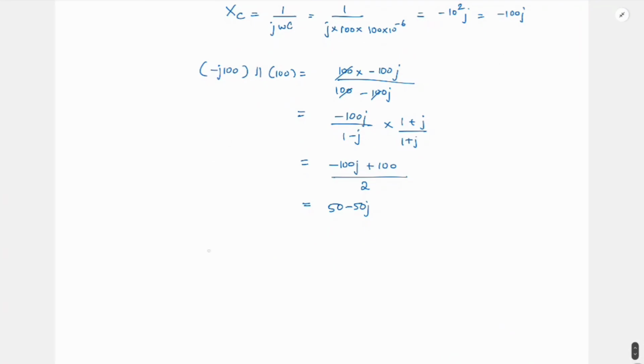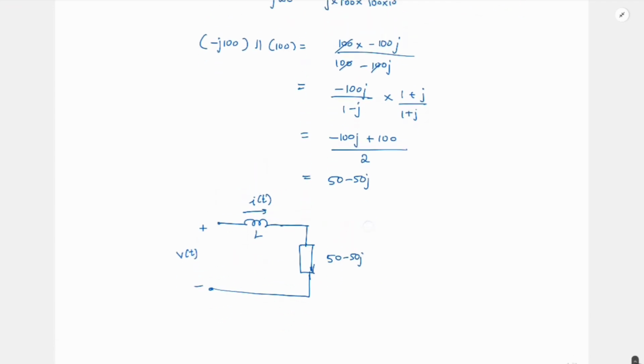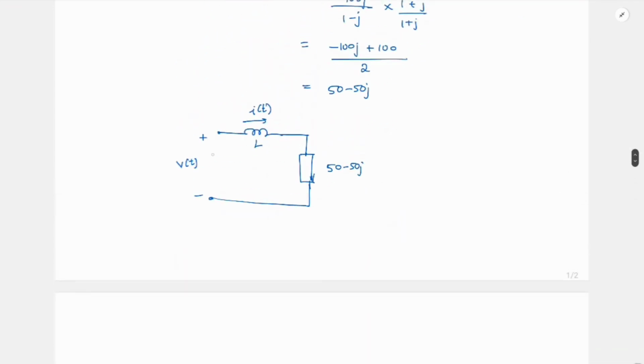So what will be the total impedance? I have some L, this is i(t), and then I have 50 minus 50j, and this is my v(t). So when will my i(t) and v(t) be in phase? If the Z is purely resistive, then my i(t) and v(t) will be in phase.